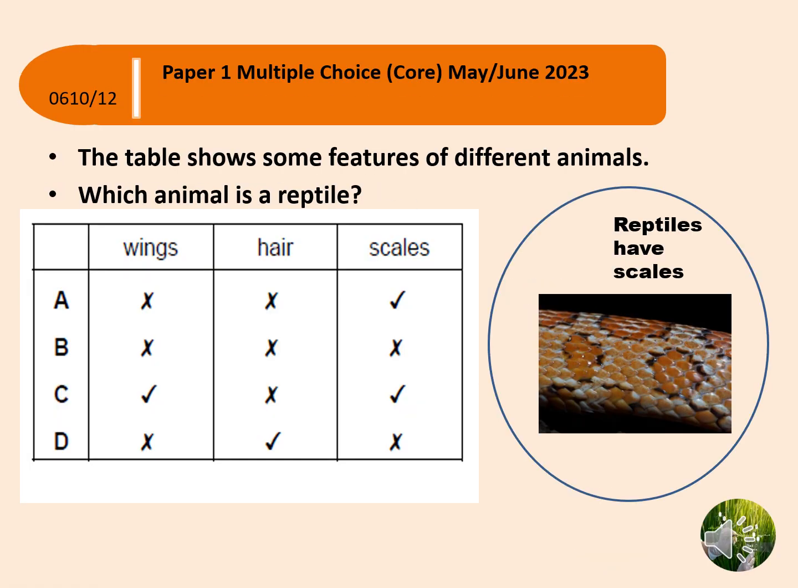Multiple choice question, May June 2023. The table shows some features of different animals. Which animal is a reptile? So we know now from the table that reptiles have scales. Therefore, if we go through the options, A doesn't have wings, doesn't have hair, that is the second column. When it comes to the third column, they have scales. So A is the correct answer.